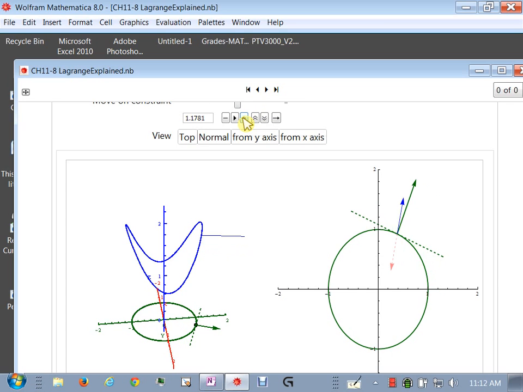What do you notice about the gradient vectors over there? Right there. What happened? They're what? They're parallel. They're scalar multiples of one another, aren't they? And that's what this is saying. Anywhere that the gradient of F is parallel or a scalar multiple of the gradient of G, you are going to be at a highest or a lowest point.